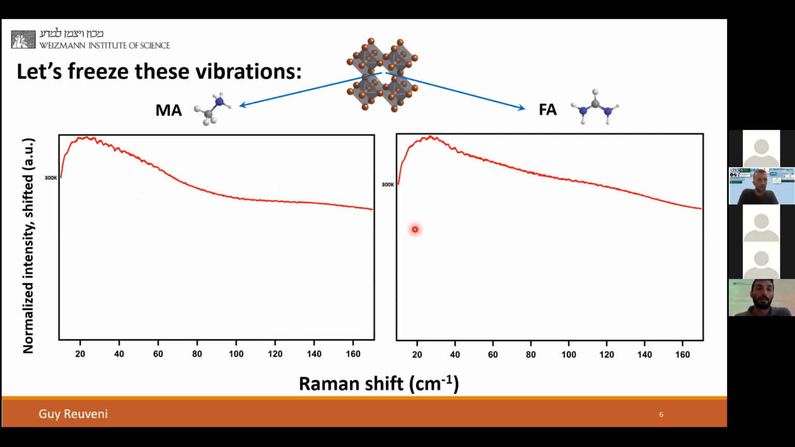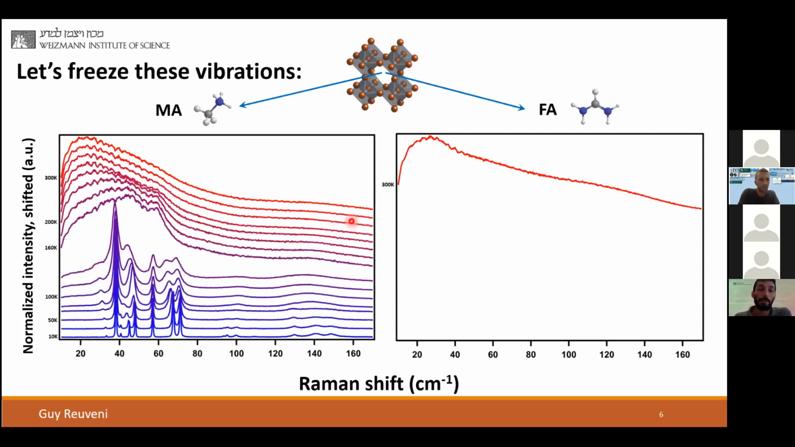So we're starting with cooling down the methylammonium from 300 Kelvin to 10 Kelvin in steps of 20 Kelvin. And what we see is the temperature-dependent Raman spectrum at every temperature. And we see the normal phenomenon we used to see in temperature-dependent measurements. The phase transition is seen here from the abrupt change in the Raman spectrum.